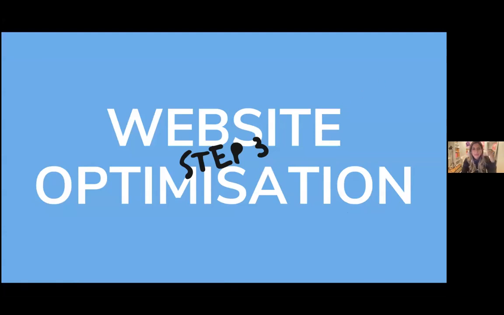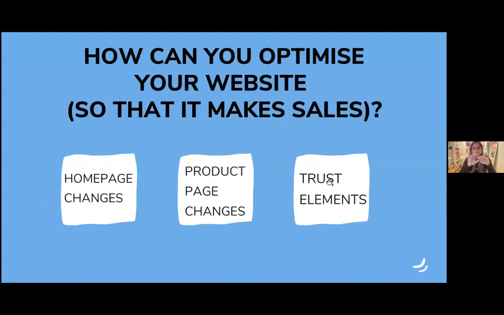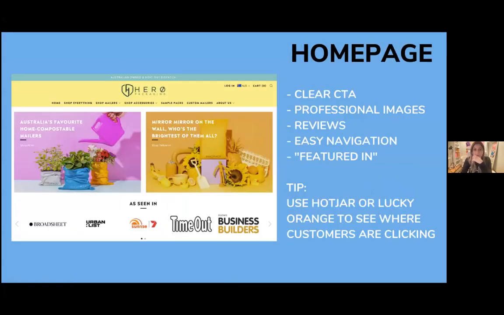Okay, now we're up to website optimization. This is the 3rd part, and it's not as complicated. It's 3 things I want you to focus on: 1 is homepage changes, 2 is product page changes, and 3 is the trust elements that you have on your website. Homepage, remember, is what's going to convince people to click to go to the product page. The product page convinces them to add to cart, and then the trust elements gets them to convert into a sale. So the homepage, really on a basic scale, this is the stuff that you need to have.